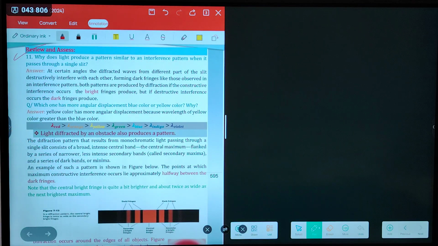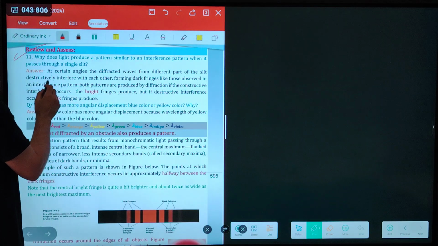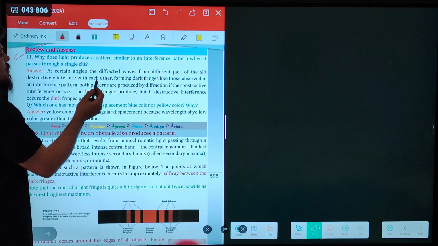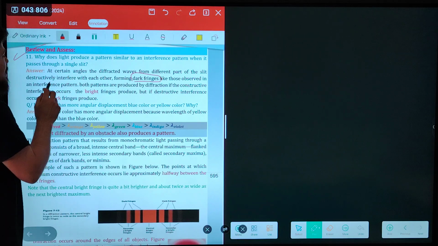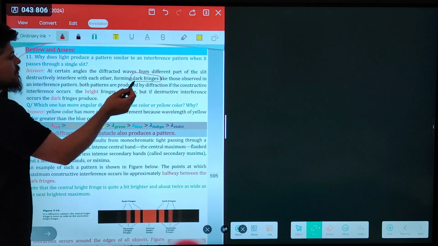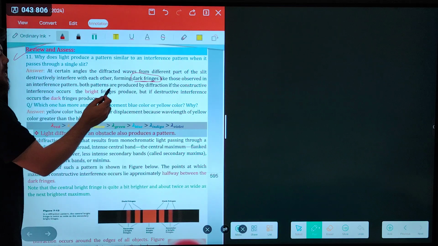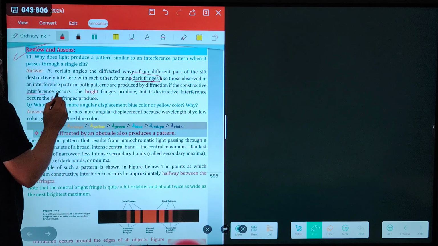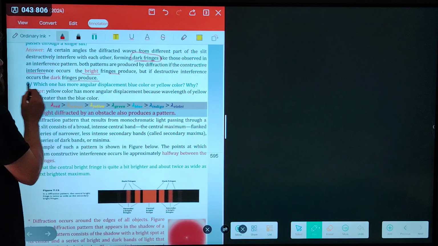Question 11 in the chapter review: why does light produce patterns similar to an interference pattern when it passes through a single slit? Because at a certain angle, the diffracted waves from different parts of the slit destructively interfere with each other, forming what? Dark fringes, like those observed in the interference pattern in double slits. Both patterns are produced by diffraction. If constructive interference occurs, the bright fringe is produced. But if destructive interference occurs, the dark fringe is produced.